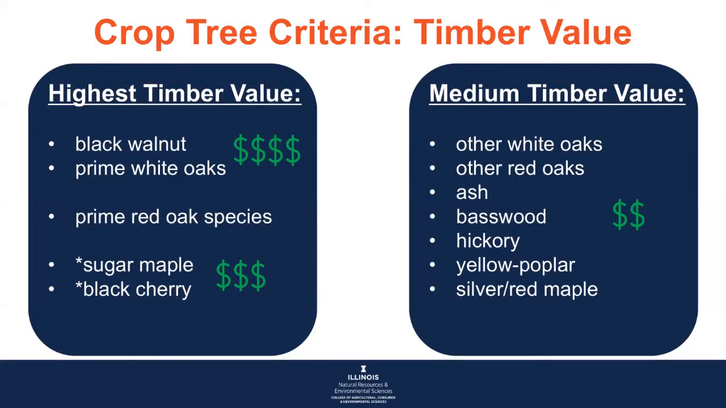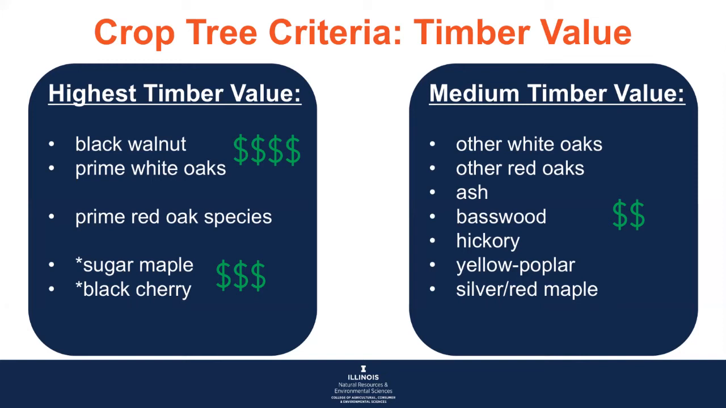So from a timber value perspective, our higher timber value species include eastern black walnut, and our prime white oak species, which include true white oak, Quercus alba, chinkapin oak, swamp chestnut oak also falls under prime white oak. Sometimes bur oak and swamp white oak. Prime red oak species include northern red oak, cherrybark oak, and shumard oak. Those are considered prime red oak species.